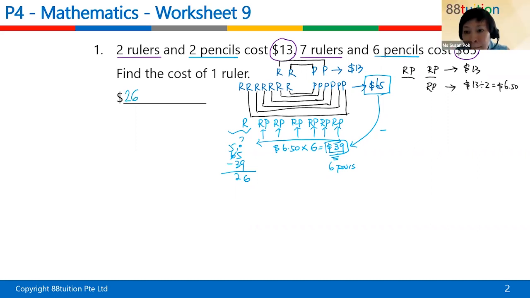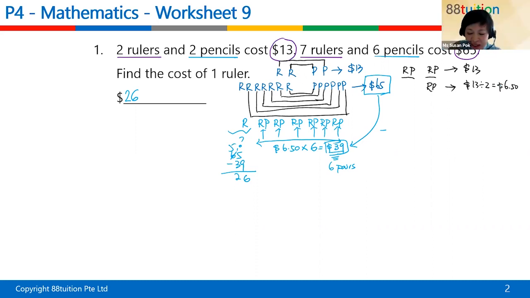Why not possible? 2 rulers and 2 pencils equal to only $13. Why $26? You divide by 4 again. One ruler must divide by what? Yeah, that is not possible. Very good. Then there's a mistake in the question. So what is wrong? Tell me.